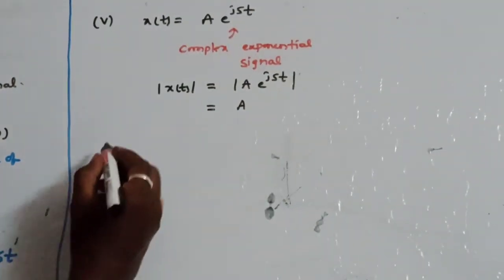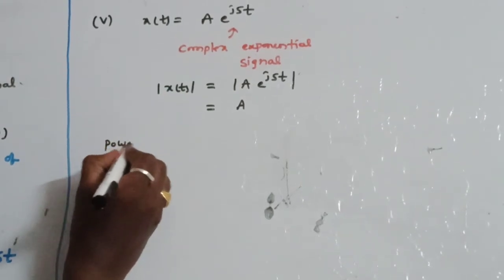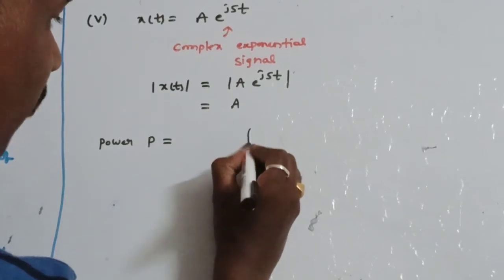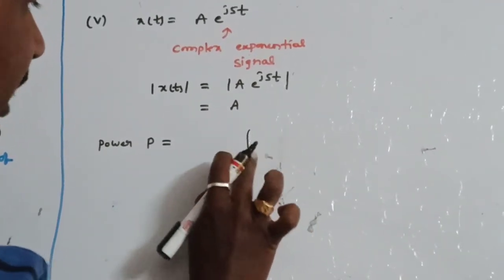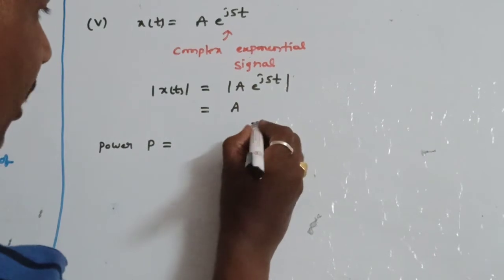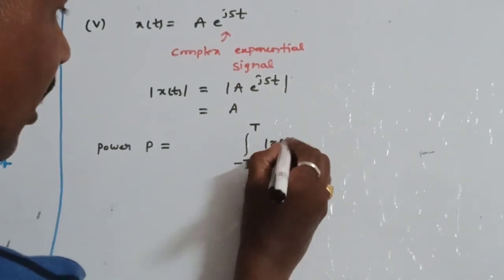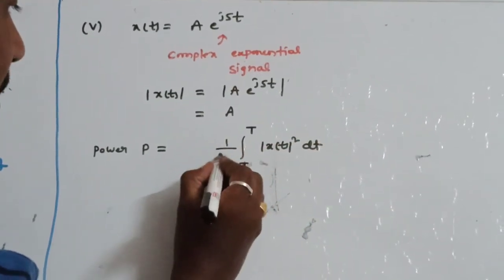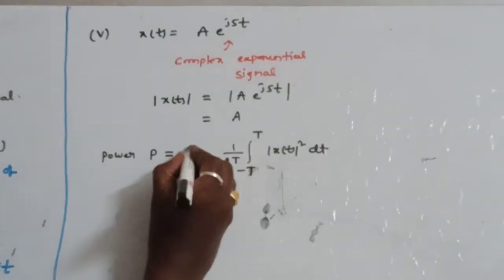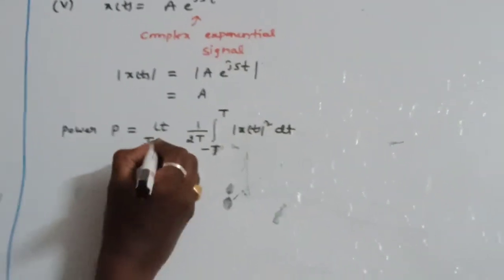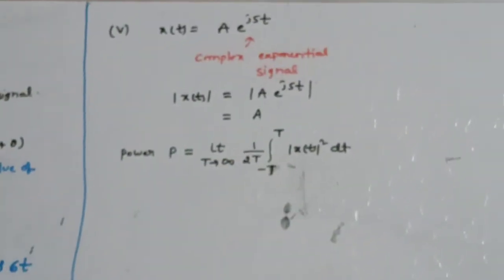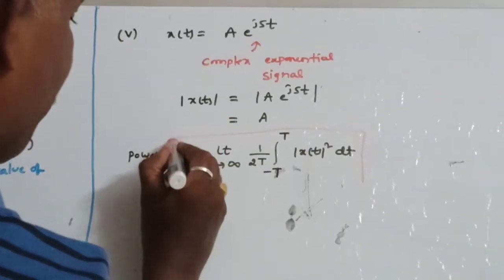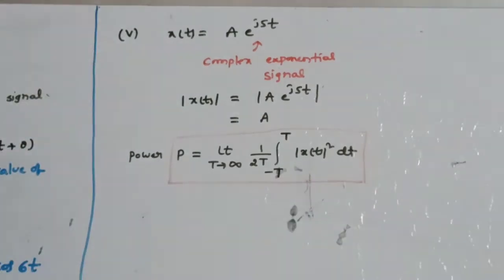As you know, the power formula I have given in the previous sessions is: first integral from minus T to T of x square of t dt, and divide this by 2T, which is nothing but the mean. That means limit T tends to infinity. This is the formula I have mentioned for calculating the power of complex valued signals.